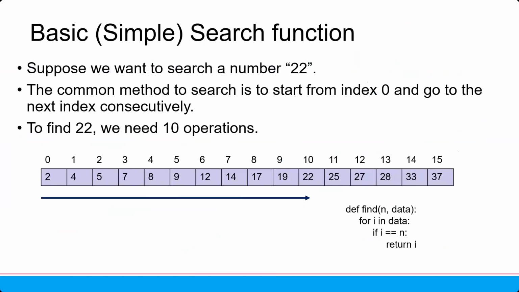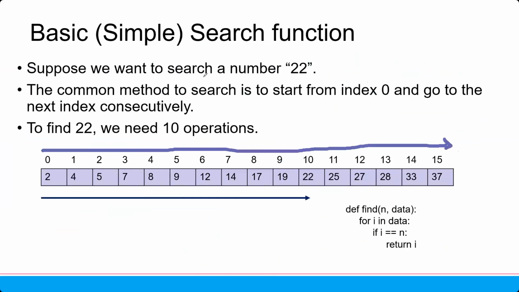How can we use this recursion? We have this simple search function. Now let's suppose I have a list, and we want to search for the number 22. How can we search for 22? This is index 0, index 1, index 2, and so on. Usually, we just try to find the index of 22 starting from index 0.